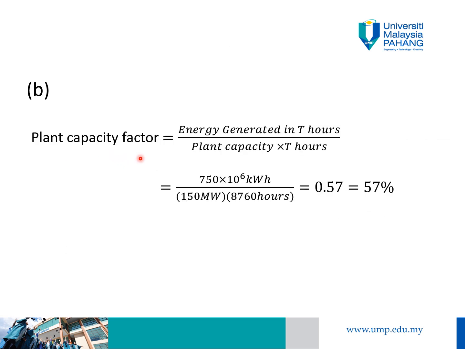So the plant capacity factor is equal to energy generated in T hours divided by the plant capacity multiplied by total number of hours. So in our case, T is equal to 8,760 hours, which is annual. The plant capacity, which we have calculated earlier, is equal to 150 megawatt, and the energy generated is given as 750 times 10 to the power of 6 kilowatt hour. So we get the plant capacity factor equal to 0.57.